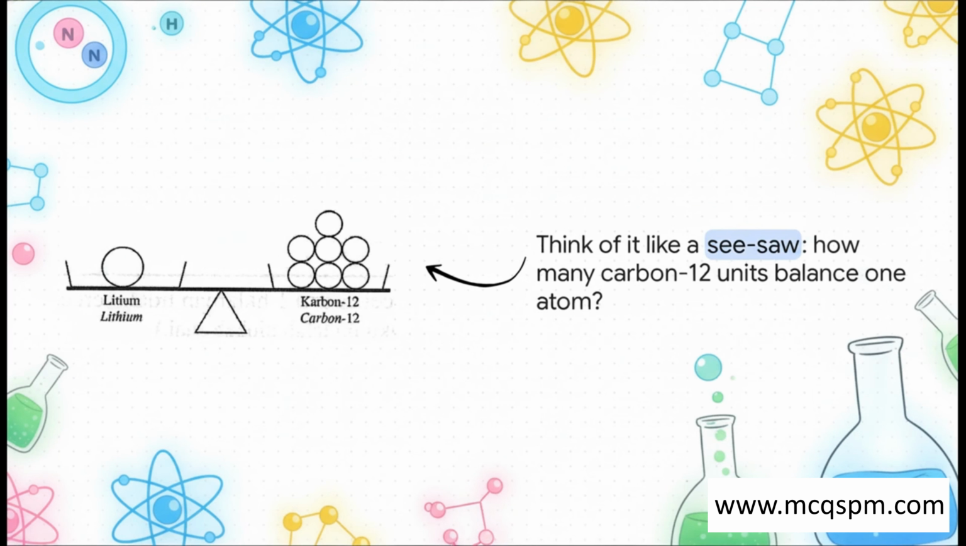And this visual, it's perfect. Honestly, just picture a seesaw. You put one atom of your element, let's say lithium, on one side. Then on the other side, you start stacking up those little carbon-12 units until it balances out perfectly. The number of units it took? That's your relative atomic mass. It's as simple as that.